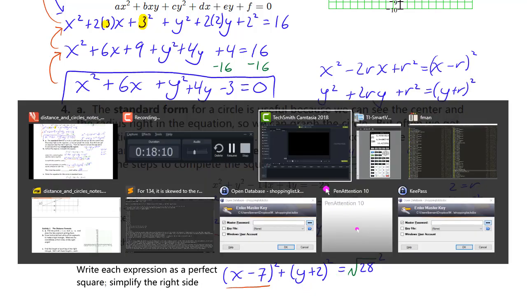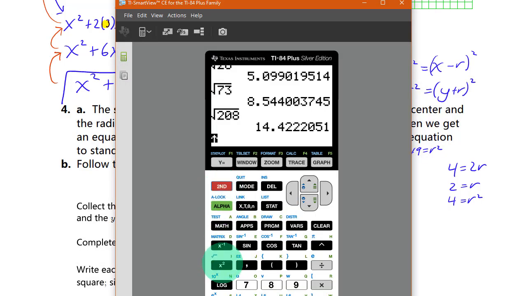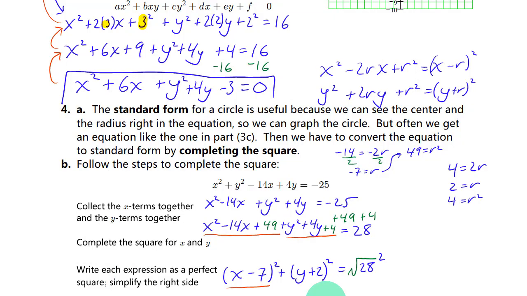which is a little bit more than 5. Let's see, 5.29. And the center is, well, this is x minus 7 quantity squared, so 7 is the x coordinate, and y plus 2 is the same thing as y minus negative 2. So it's 7, negative 2 is the center.